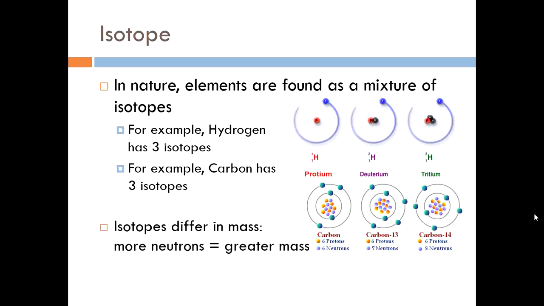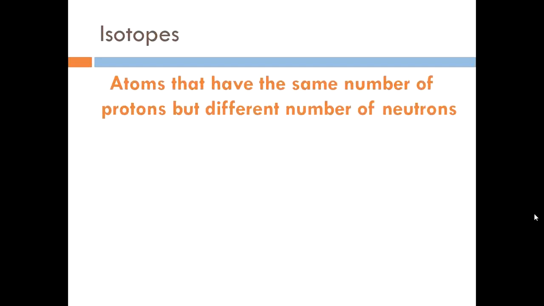Isotopes differ in mass. So because they differ in mass, they're going to have different neutrons. The more neutrons they have, the greater the mass. So isotopes are atoms that have the same number of protons but a different number of neutrons. Now remember what happens if you change the number of protons. You change the identity of the atom. You're changing the element. So isotopes are the same element except that they have a different mass. Different mass, different neutrons.